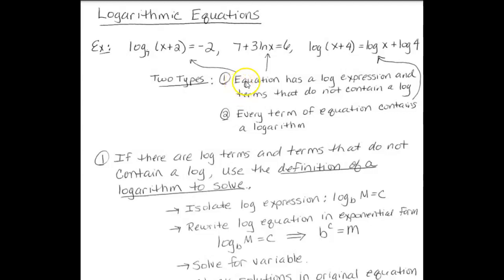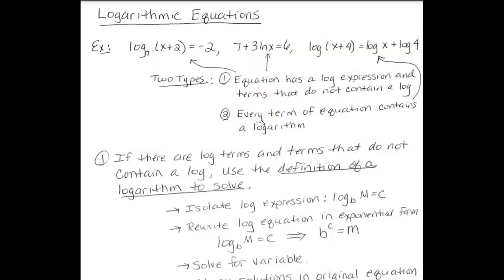Type 1: the equation has a log expression and it has terms that do not contain a log, as we see in these first two examples. We have this log expression right here, log base 7 of x plus 2, but the other side is just a number. There's no log. This is also that type. We have the number 7, plus 3 times a log expression equals a number that doesn't contain a log. So you have log expressions and just regular numbers.